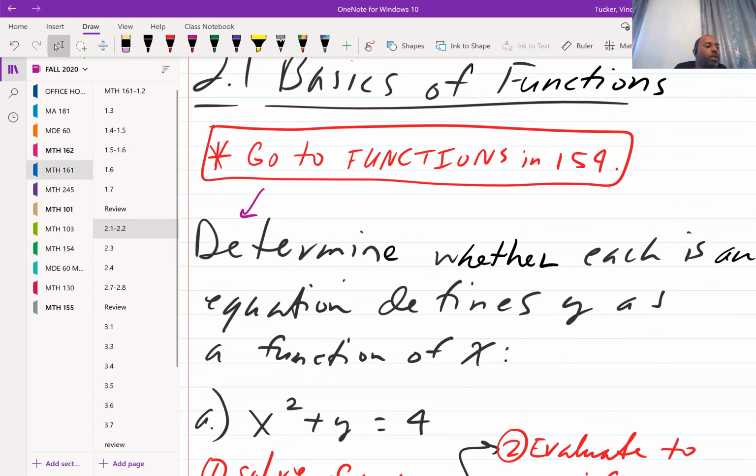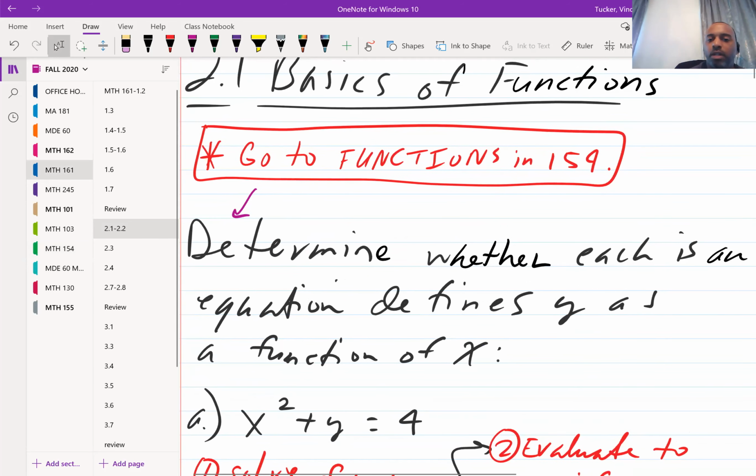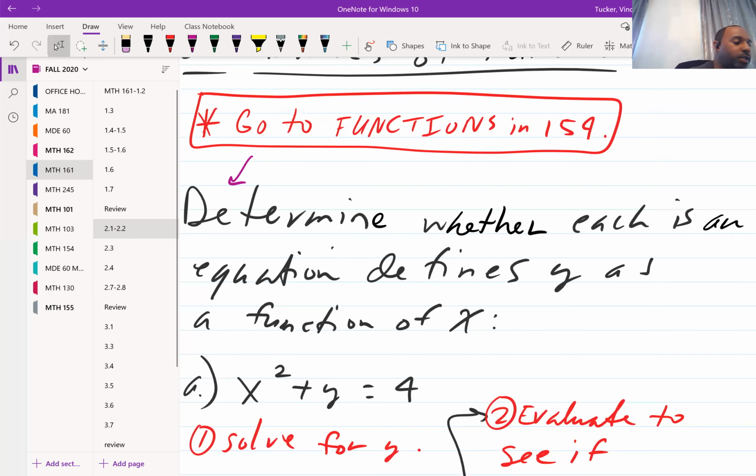All right, the next way that it could ask you to determine whether you have a function or not is this way. Here they give us an actual equation, and then we have to go about determining if it is a function. So here it says, determine whether each is an equation that defines y as a function of x. The first one we're looking at is x squared plus y equal to 4.